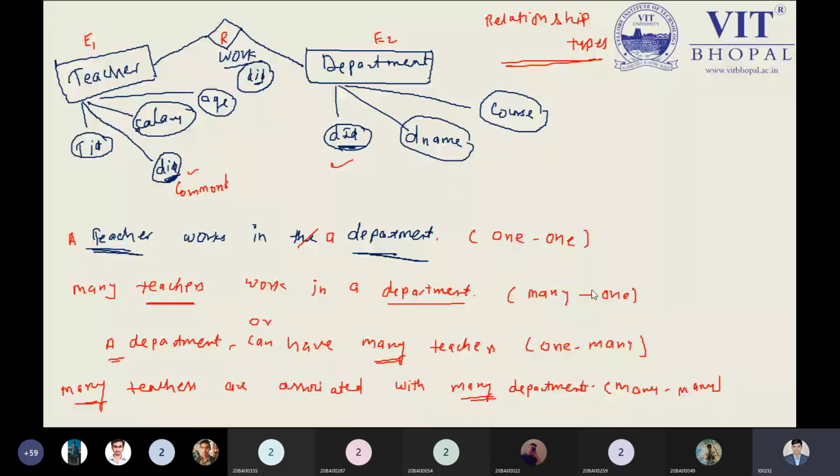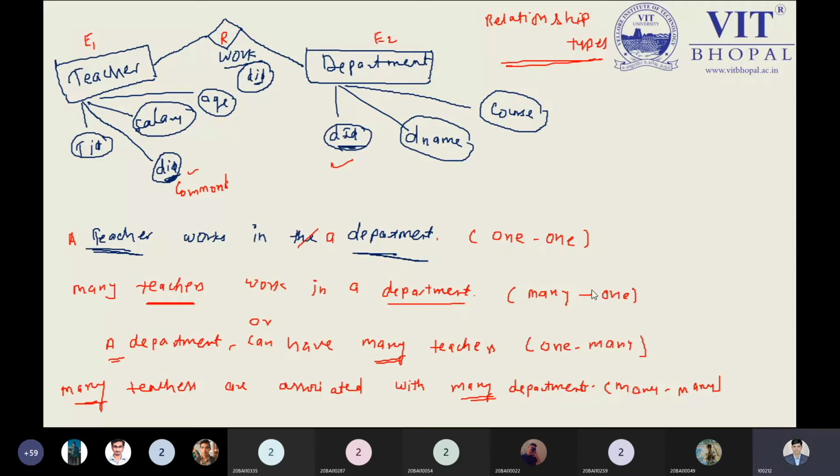So a teacher works in a department. In which department is he working? What is the property by which we can identify the department, department name or department ID? Instead of the department ID, you can put the department name. Of course, you can also put the department name as a common attribute, no issue. So a teacher works in a department, that is one-to-one.